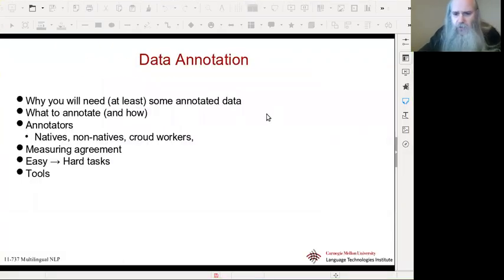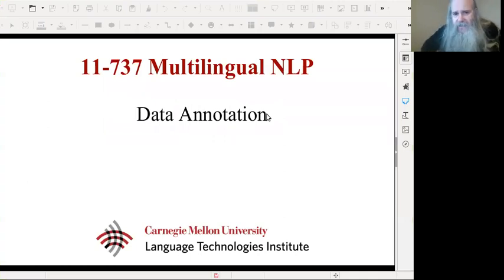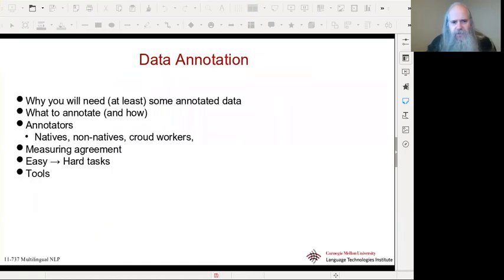Hello, everyone. So today we're going to talk about data annotation and tools that involve us to take data in typically low resource languages, and I'm going to concentrate on low resource languages rather than languages that already have lots of resources.